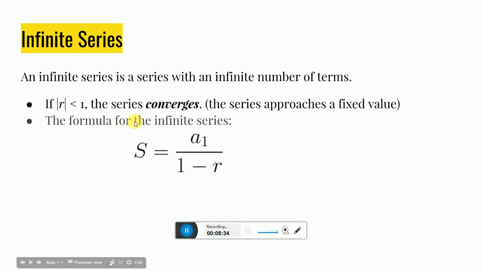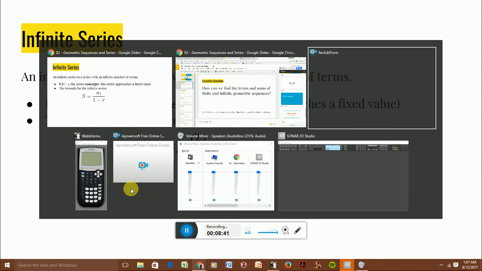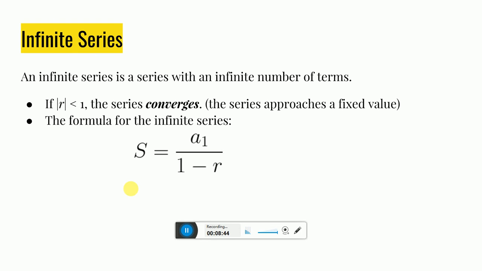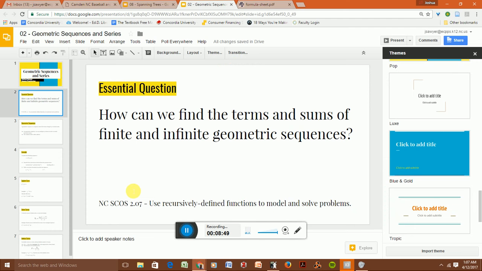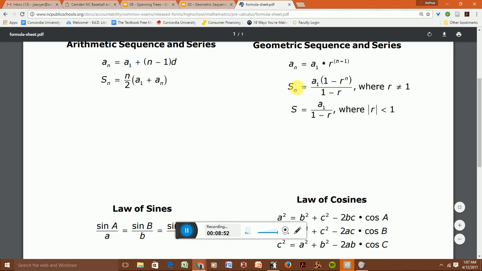All right. The formula for that series again is S equals a1 divided by 1 minus r. And what I want to look at is the formula sheet once again. If we go to the formula sheet, you notice S sub n represents our finite series, and S without the sub n represents our infinite series. All right, and the formula for S only works if the absolute value of our rate is less than 1. So that's something we need to make sure we keep in mind.